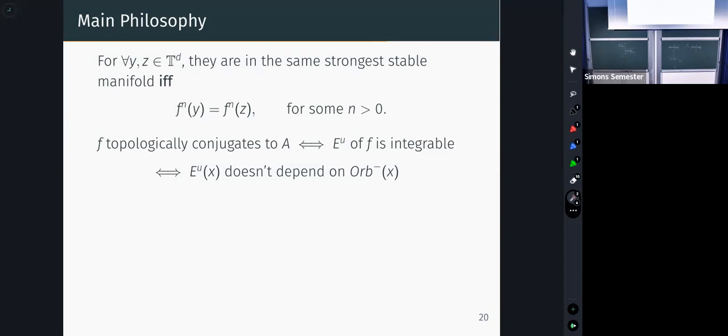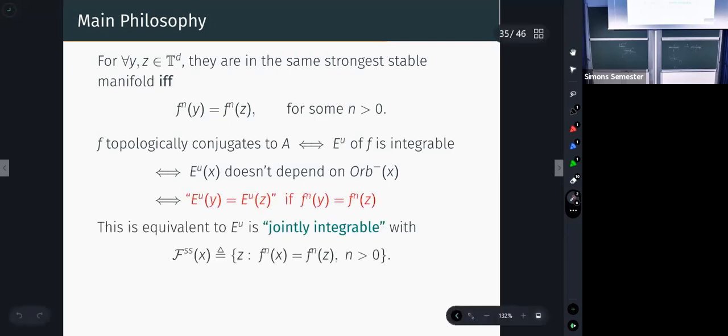So when we have a topological conjugacy to its linear part, that means your unstable is integrable. And what does that mean? It means your unstable bundle doesn't depend on your negative orbits. No matter how you choose your negative orbits, it gives you the same unstable bundle. So that's something very strong, right? It is almost equivalent to your unstable bundle being jointly integrable with your strongest stable manifolds, because it doesn't depend on the choice of negative orbits. That means it is something rigid. No matter how you choose negative orbits, it will give you the same thing.